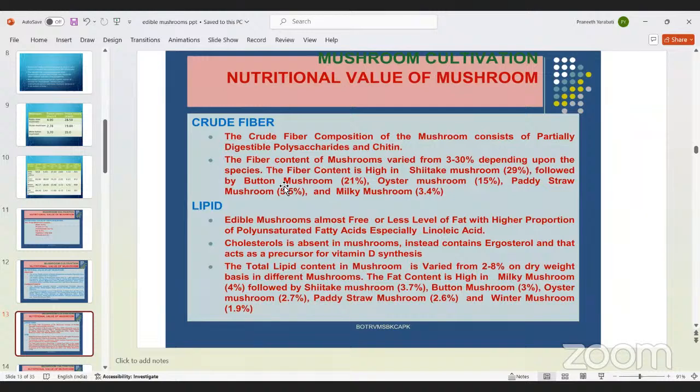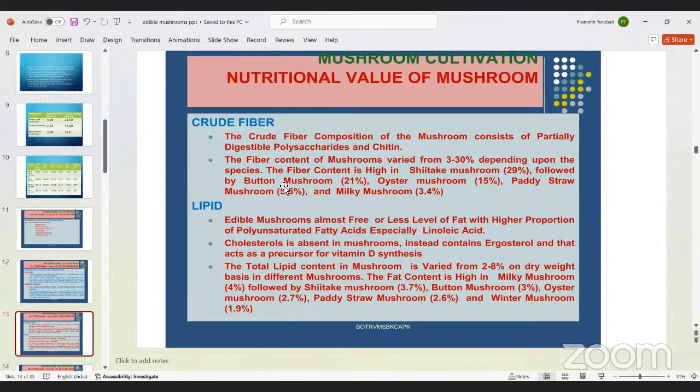The crude fiber composition of the mushroom consists of partially digestible polysaccharides and chitin. The fiber content of mushrooms varies from 3 to 30% depending upon the species. The fiber content is high in shiitake mushroom, that is 29%, followed by the button mushroom with 21% crude fiber, oyster mushroom 15%, Paddy straw mushroom 5.5%, and milky mushroom 3.4%. So here also the crude fiber varies based on the species, and a high content of crude fiber is present in shiitake mushroom.